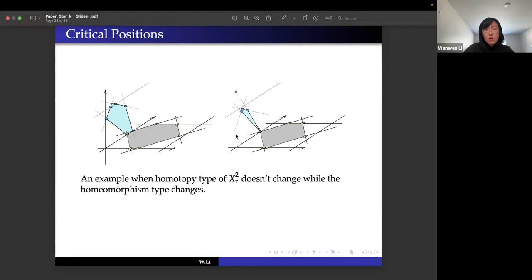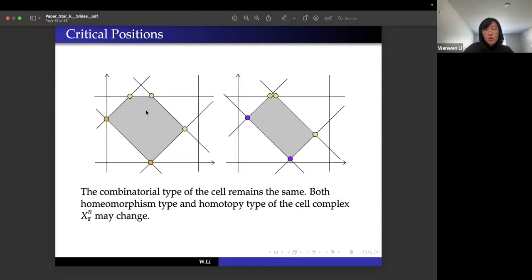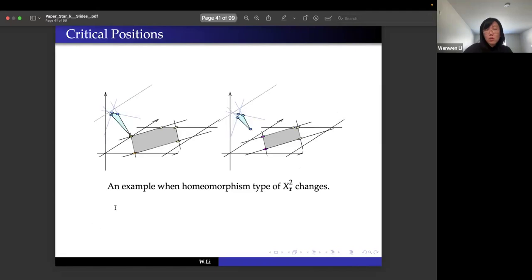Okay, so here's another scenario. Say we have a cell on the left, and we have critical R values at those 2 points. Now if we further decrease R, again those two lines with positive slope get closer to each other, and those two lines with negative slope get closer to each other. Therefore, we get a cell on the left. In this case, the combinatorial type of the cell remains the same. However, both the homeomorphism type and the homotopy type of the entire cell complex of this nth configuration space may change, right? The space can get one more path component. So yeah, this is an example.